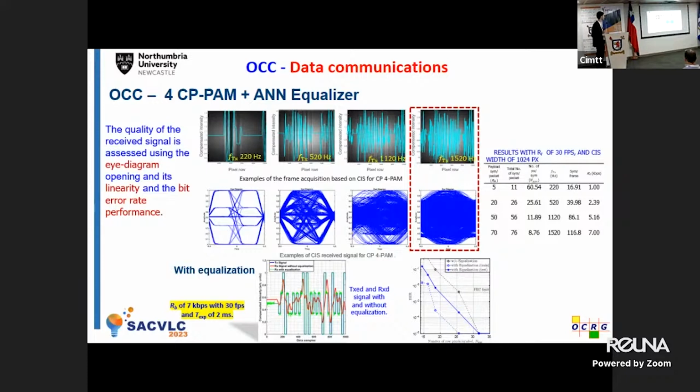So yes, we established this, and we looked at the results from the eye diagram, linearity and error rate performance point of view. Again, the paper is published and you can access it online.